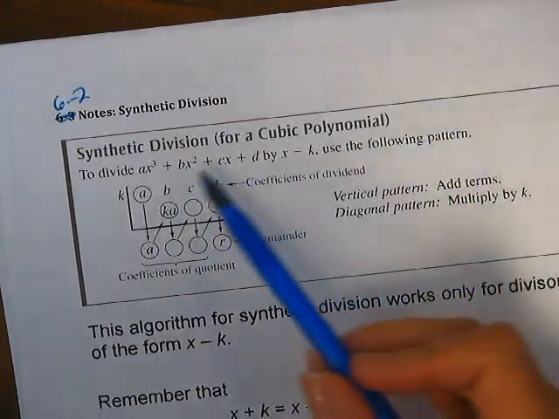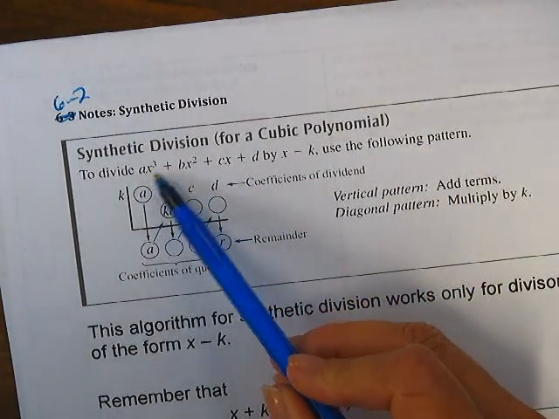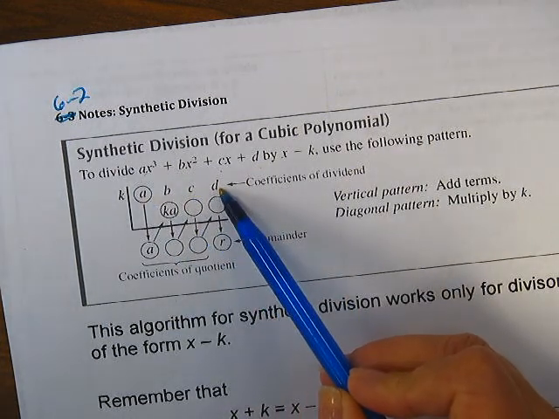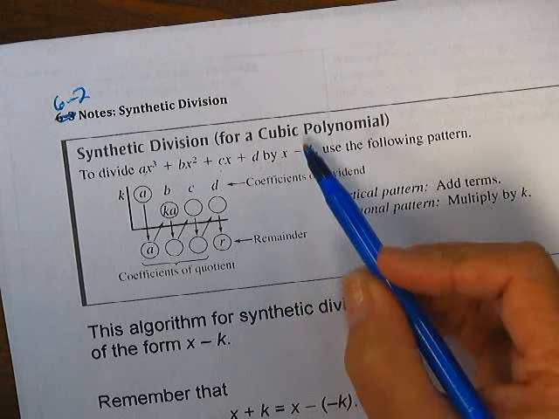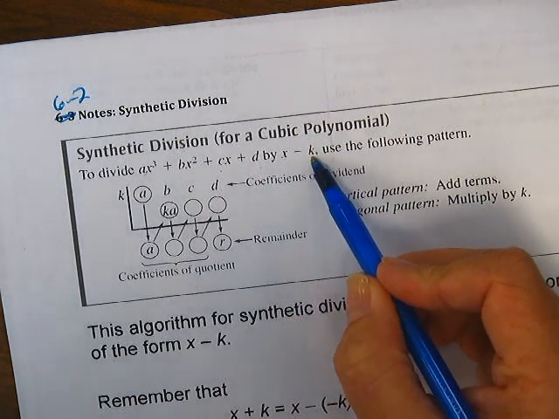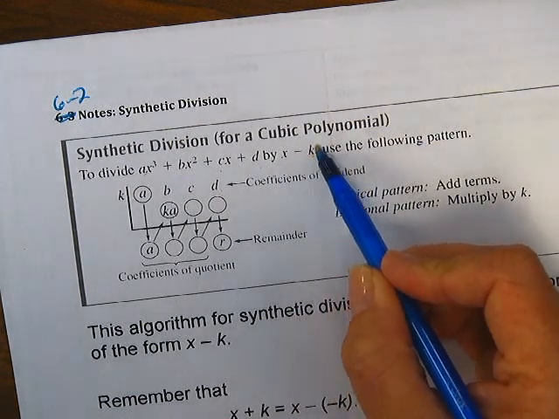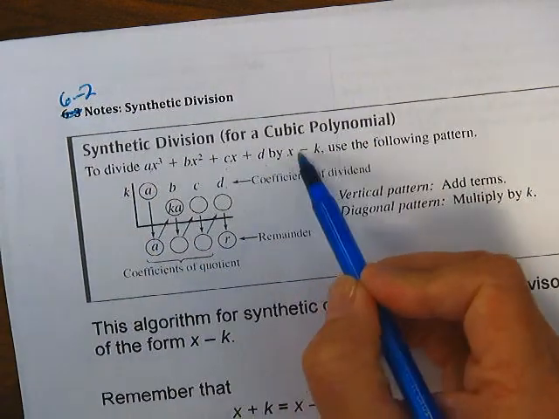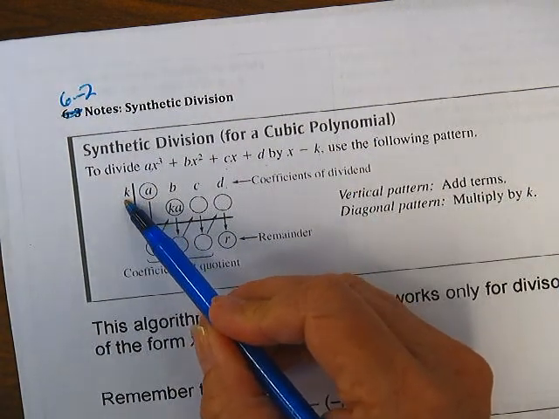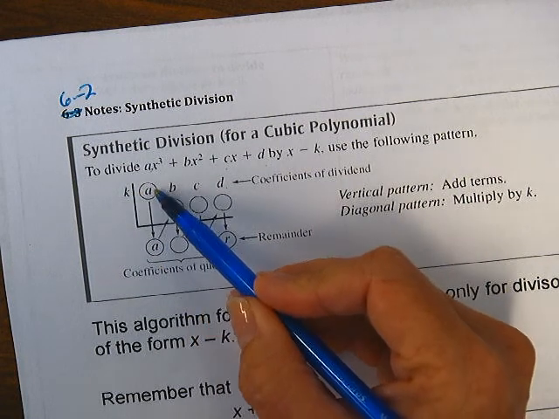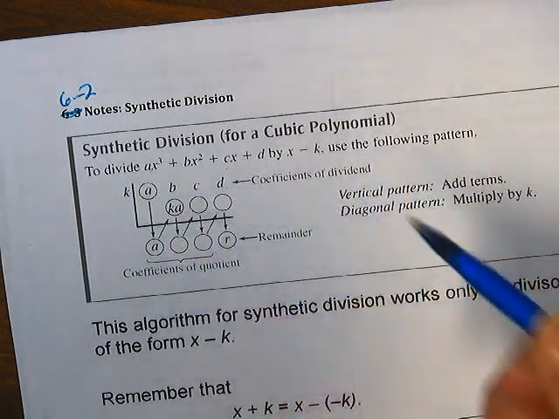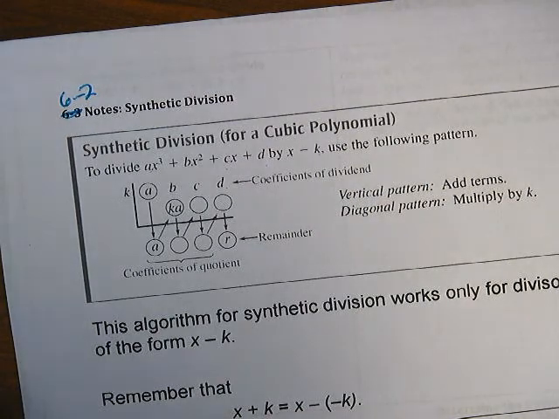Basically what you're going to do is, if you have a polynomial whose coefficients are a, b, c, and d, you're going to write those in a row across. If you're trying to divide this by a linear factor of x minus some constant k, you then put the value of k with the opposite sign. So in this case, if it's x minus k, we'll put a positive k to the left. We are then going to go through and divide this. And we're going to actually go through an example.